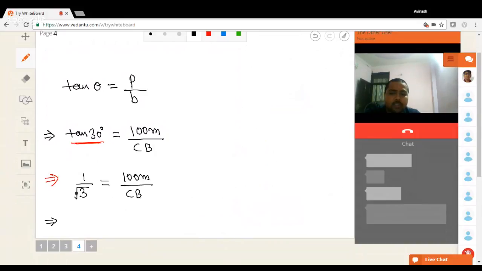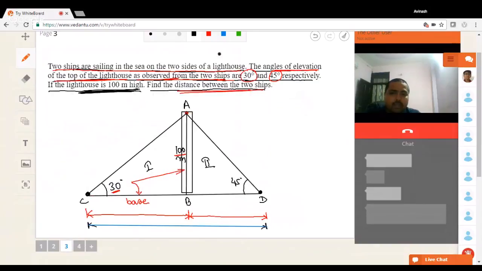So you can do the cross multiplication here. It will multiply with this, and the CB will multiply with this. So we can see here the CB distance, that means one ship from the lighthouse, will become 100 times root 3 meter. Now we have to consider the second triangle. In this case, this is the angle 45 degree, and the side opposite to this we consider as the perpendicular, and this we consider as the base. So BD will become the base and AB will become the perpendicular of this triangle.